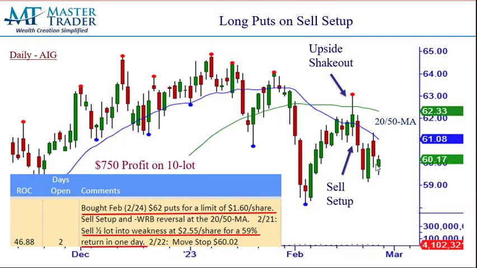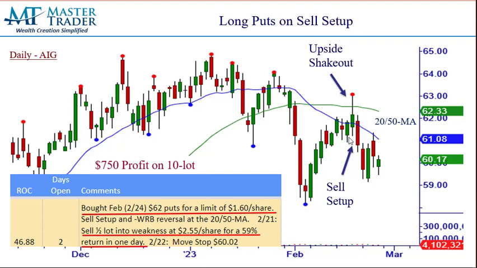Another example on the bearish side now. We start with a technical setup. What is my compelling technical setup? This is what we call the master trader sell setup. It's in a downtrend, lower pivot highs, lower pivot lows. We have a rally and retracement at resistance and the 20-50 period moving average.